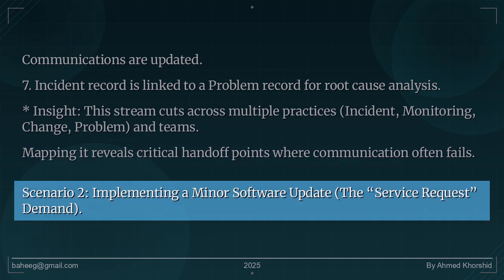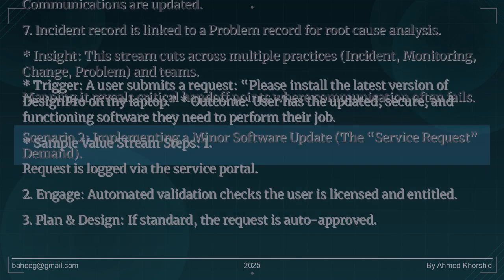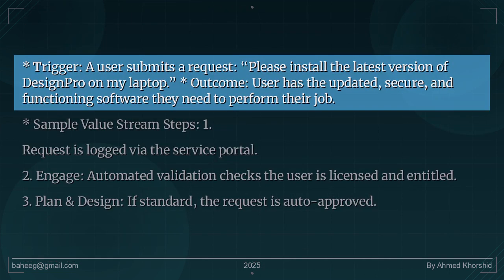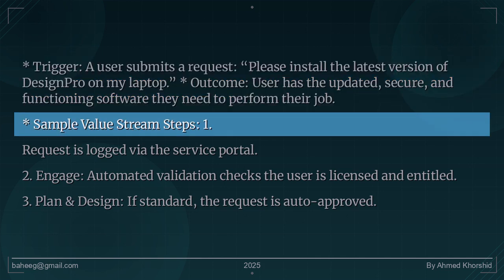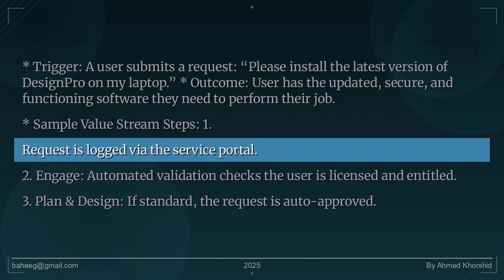Scenario 2, implementing a minor software update, the service request demand. Trigger, a user submits a request, please install the latest version of Design Pro on my laptop. Outcome, user has the updated, secure, and functioning software they need to perform their job. Sample value stream steps, 1. Request is logged via the service portal.